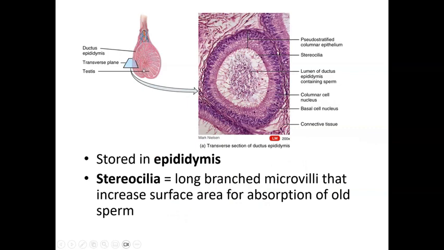The epididymis is above the testis itself. It has tons of little projections, similar to cilia, but they are a different structure called stereocilia, long branched microvilli that just help increase absorption so that you can break down old sperm and other materials in there.